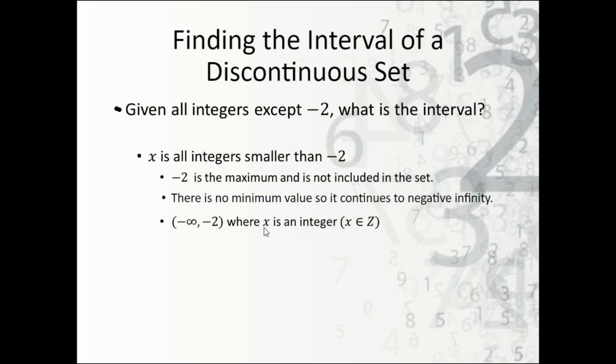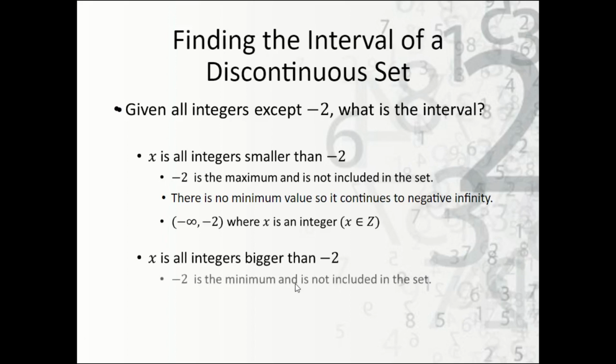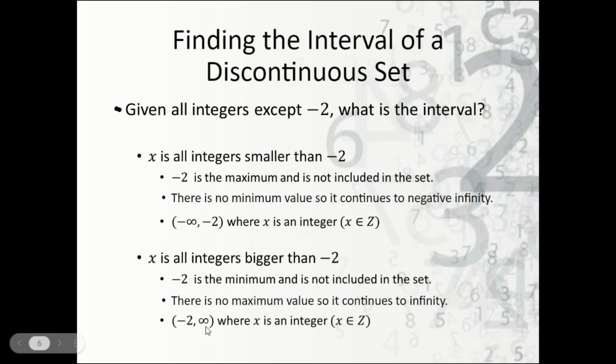Okay, we need to state that x is an integer. We need to now include the numbers on the other side of negative 2. So now we want all the integers bigger than negative 2. So we know negative 2 will be the minimum then, and the maximum will be infinity, right, because it goes on forever. So we would have negative 2, comma, infinity, where x is an integer. So both sets apply for this one statement.